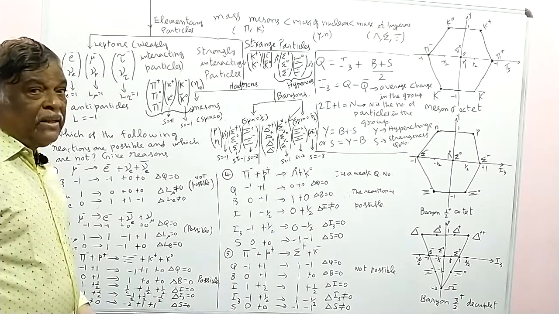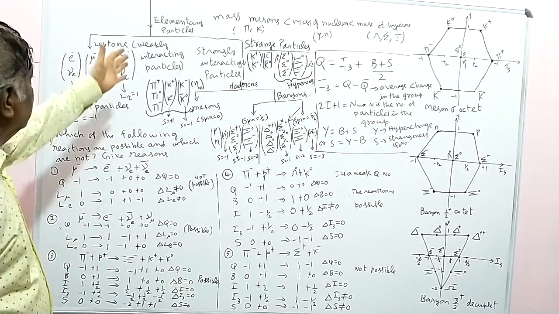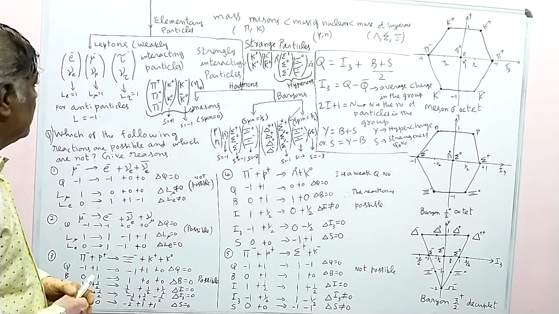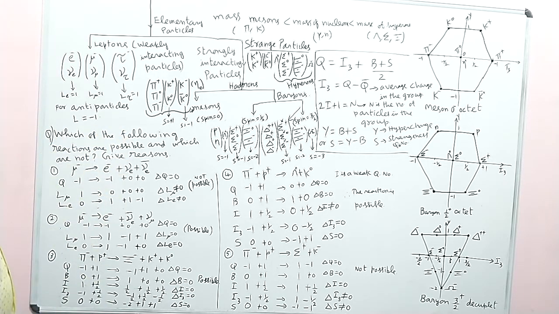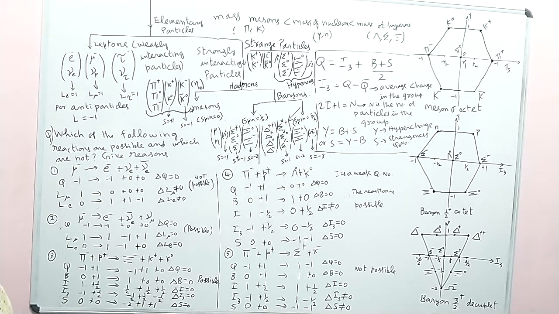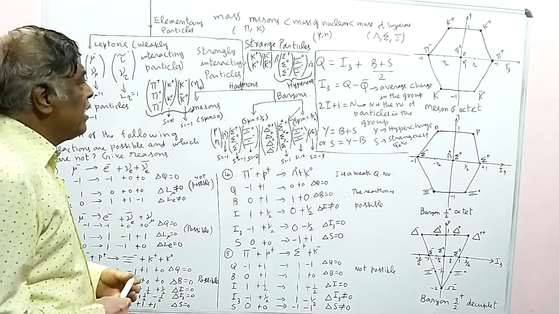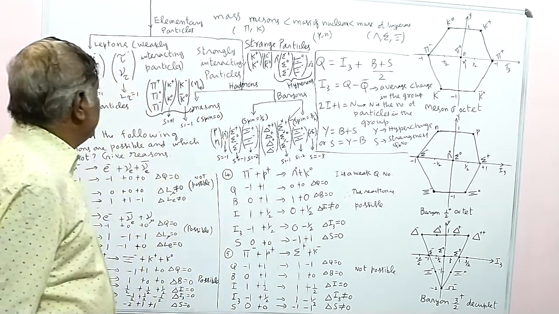In this lecture, we are going to discuss the elementary particles and the possible allowed reactions, whether the given reaction is allowed or not, that can be discussed in detail. But in my previous lecture, I have discussed in detail how to categorize the elementary particles.